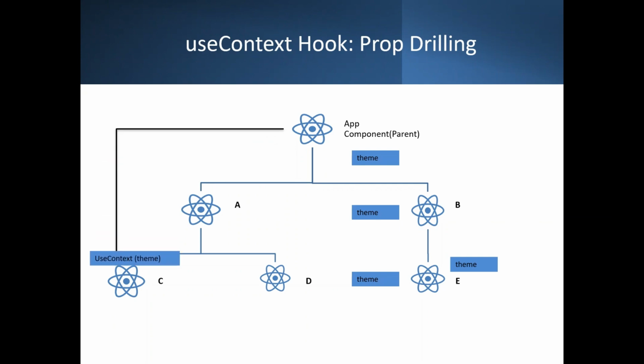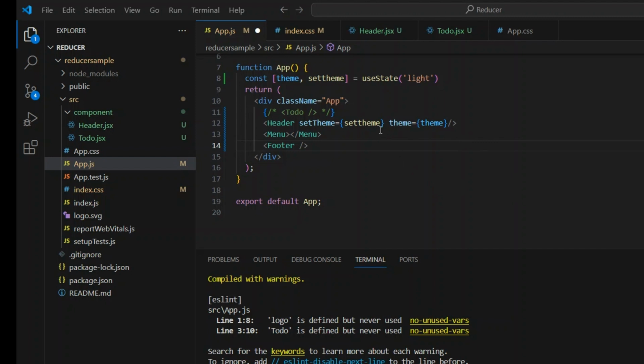Now imagine this in a big dashboard app. It's total chaos. So how do we fix this? We can fix this with the help of useReducer and useContext hooks. So now here's how we fix that.